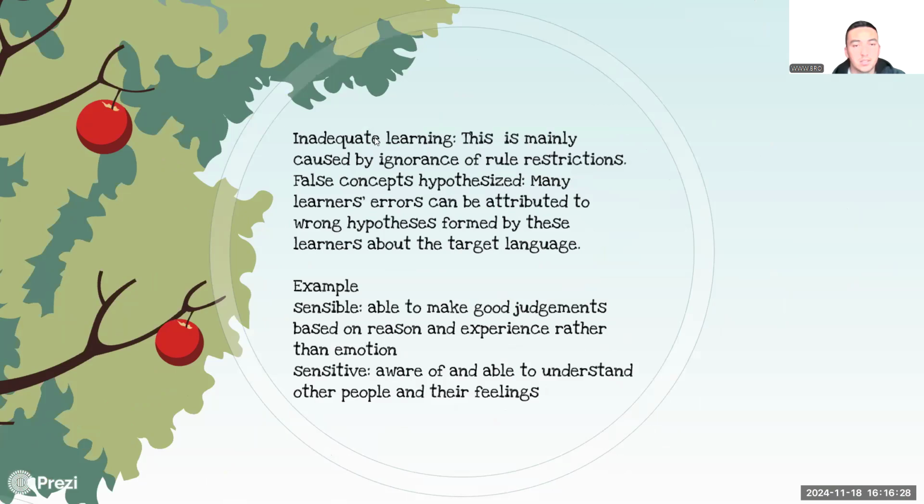And inadequate learning. This is mainly caused by ignorance of rule restrictions and false concept hypothesizing. Many learners' errors can be attributed to wrong hypotheses formed by these learners about the target language. For example, "sensible": able to make good judgments based on reasons and experience rather than emotion. "Sensitive": aware of and able to understand other people and their feelings.